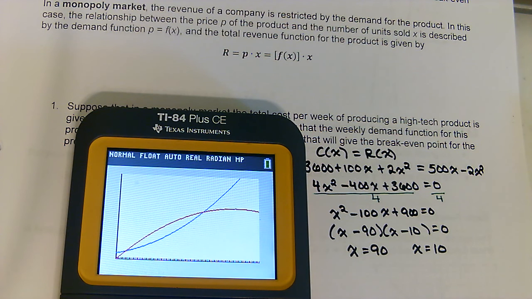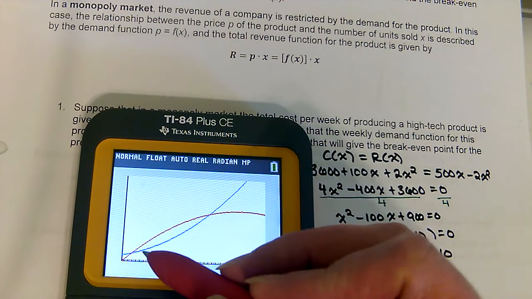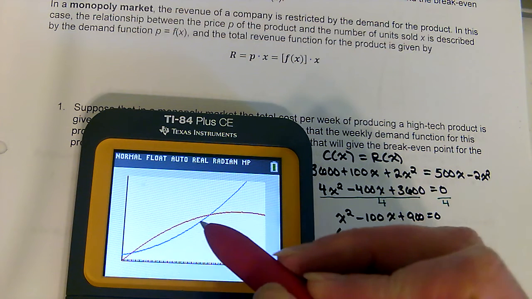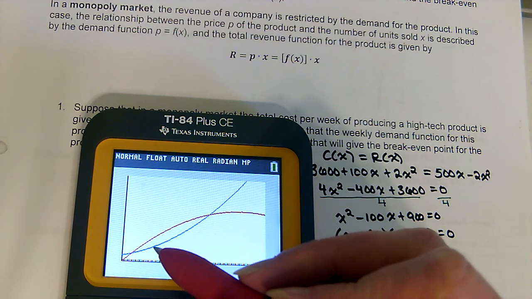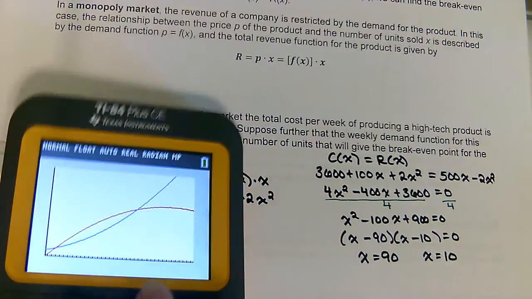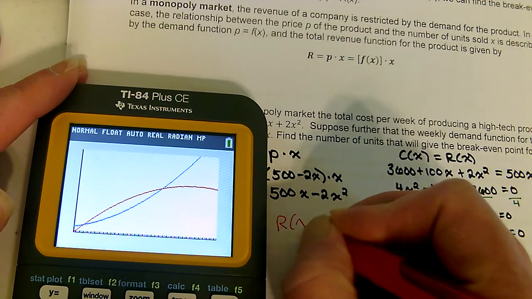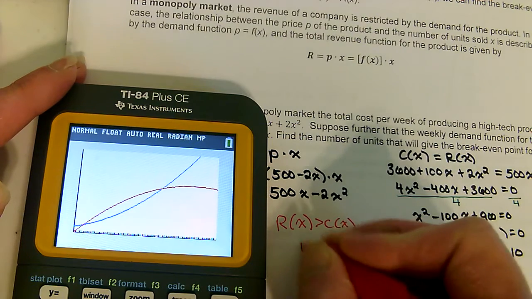There's the revenue function. So what does it mean when this revenue function, the red line, is above the cost function? Well, when the revenue is higher than the cost, the revenue is bigger than the cost, we're going to have a profit.